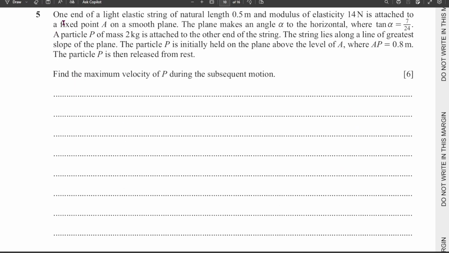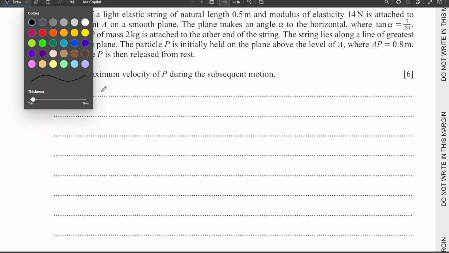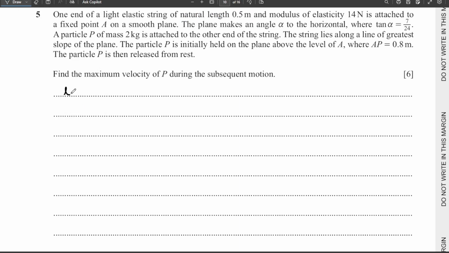So question 5 is giving you a lot of information again. We'll slowly read through it. Light elastic string, so we'll just model it as a spring, with a natural length of 0.5 meters. So we'll just write this down. Natural length or unstretched length L naught is 0.5 meters. The modulus of elasticity, Young modulus, is 14 newtons, and it's attached to a fixed point A on a smooth plane.